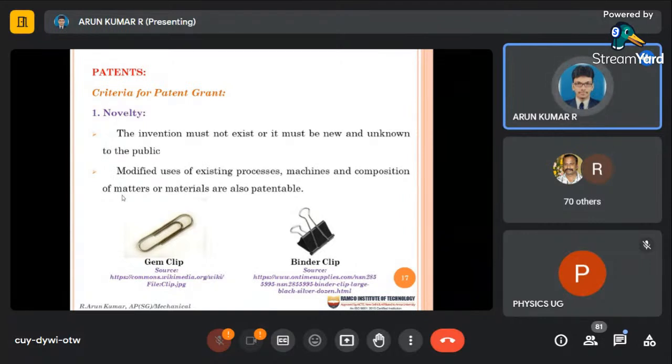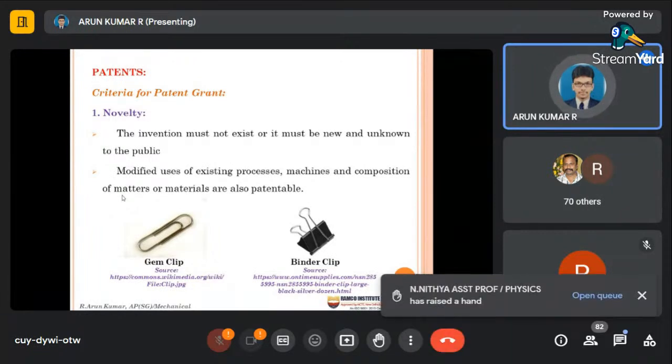Once again, there is still some more problem in this gem clip. What is the problem? We cannot hold a large bunch of paper, right? We cannot hold a large bunch of paper. So we have to have some other mechanism, which is called a binder clip. We all know what a binder clip is. Just imagine, have you ever seen how the binder clip mechanism works in our day-to-day life? Obviously we would have seen it in the clips that we use for drying clothes. The same mechanism is being used in the binder clip.